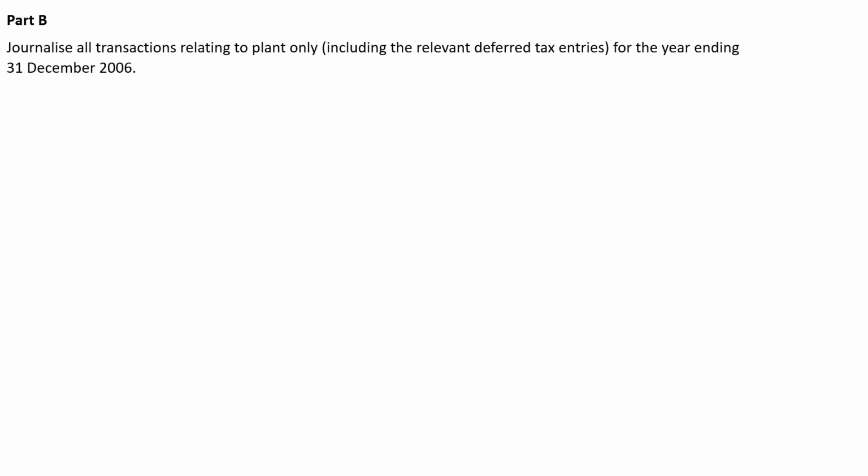Part B. Journalize all transactions relating to plant only, including the relevant deferred tax entries for the year ending 31 December 06. When journalizing, please be super specific. You need to clearly mention whether your debit or credit touches profit or loss or your statement of financial position. Bear in mind that we journalize movements and not balances.